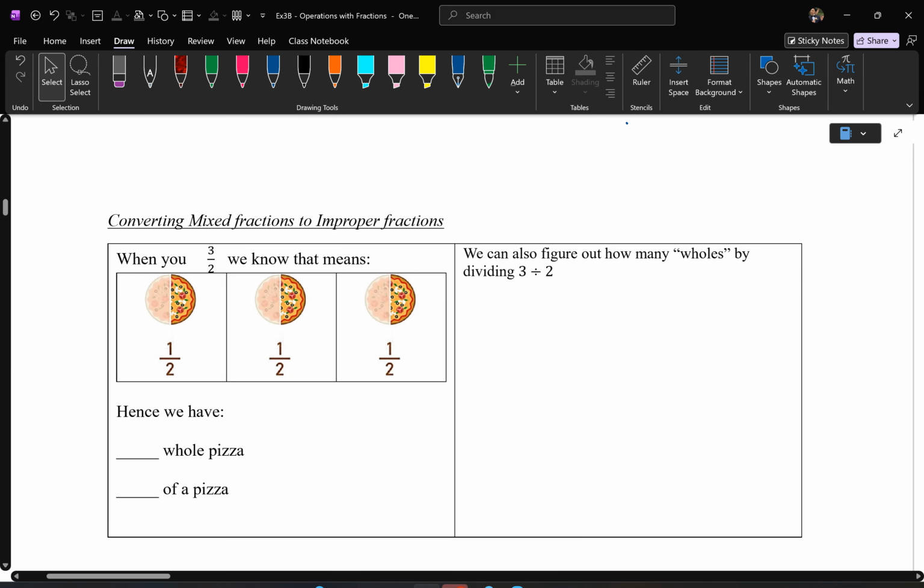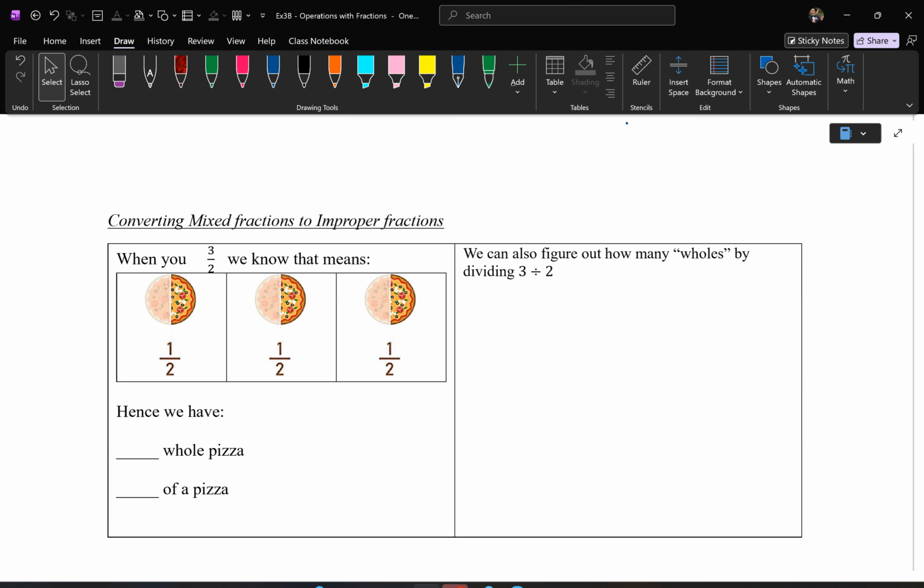Converting mixed fractions to improper fractions. So what we can see here is when you convert 3 over 2, we know this means, see, the denominator is 2. So it means the pizza has been cut into 2 pieces. That's what the 2 means. I've got 3 of them.